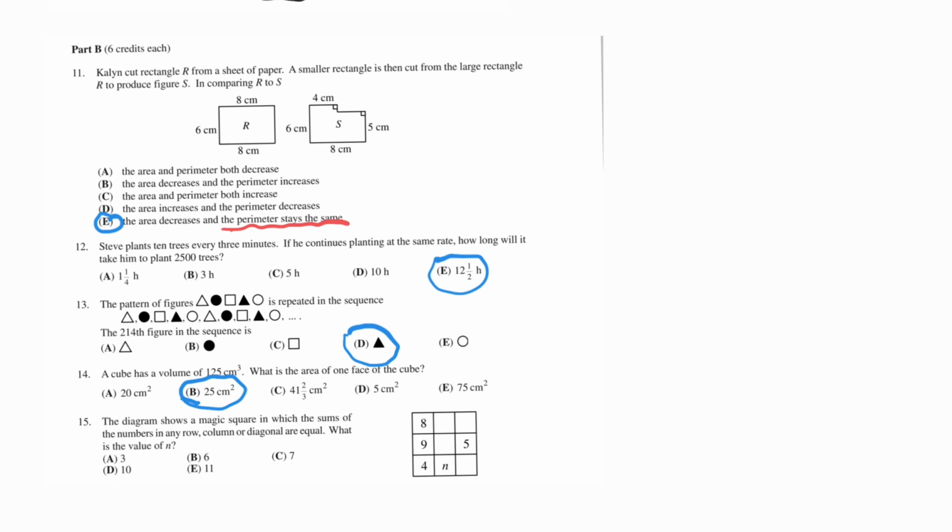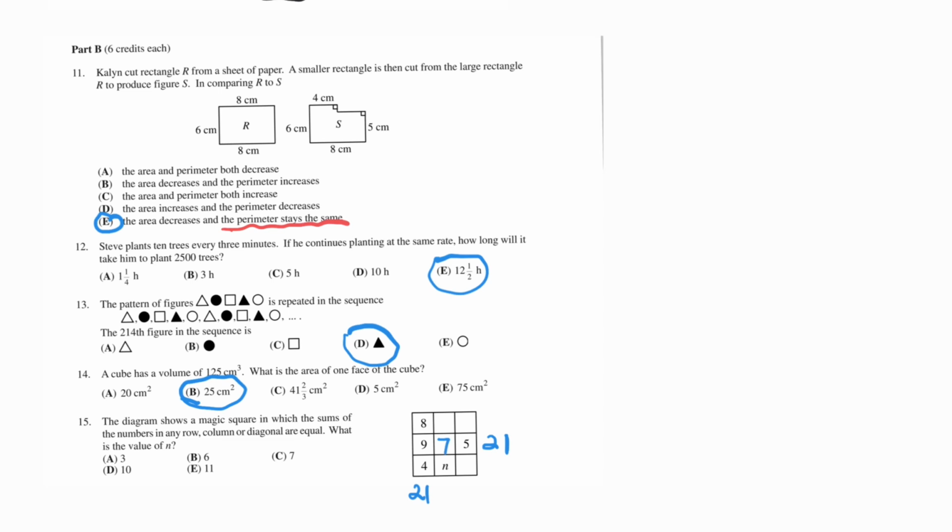Number 15. The diagram shows a magic square in which the sums of the numbers in any row, column, or diagonal are equal. What is the value of n? We can calculate the first column: 8 plus 9 plus 4 gives us 21. So every column, row, and diagonal gives us 21. Easy, we find the middle row: 21 minus 5 minus 9 gives us the middle number.